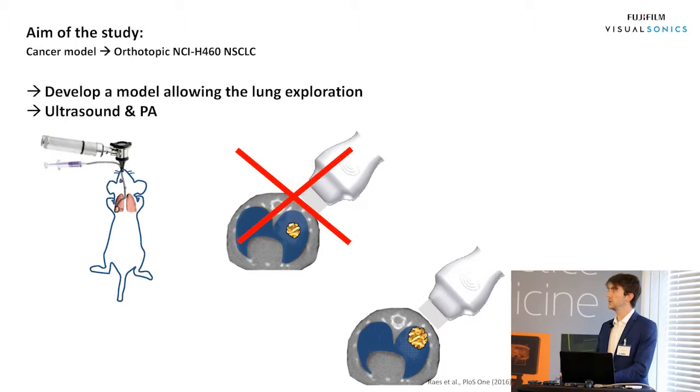That's why we wanted to develop a model allowing the lung exploration with photoacoustic and ultrasound. As you know, ultrasounds cannot be conducted in the air. So if you have a tumor inside the lung, it won't be possible to explore it with ultrasound and photoacoustic. That's why we developed a model inserting the catheter in the deep bronchus and in deep lung, so that we have tumor growth in the posterior part of the lung. So it's possible to perform ultrasound as well as photoacoustic explorations on this tumor model.